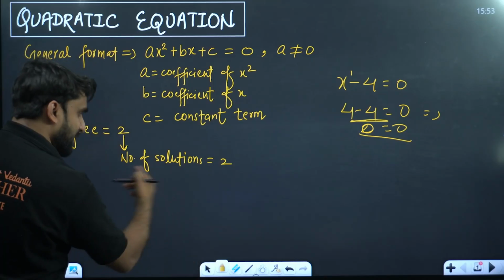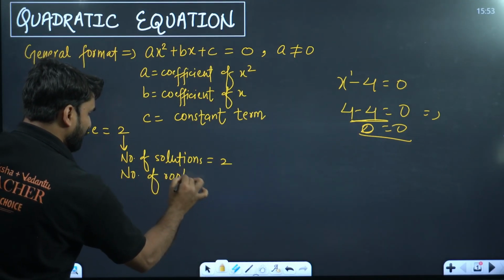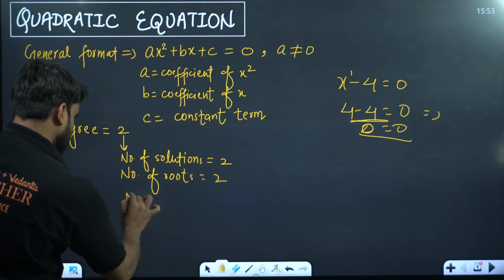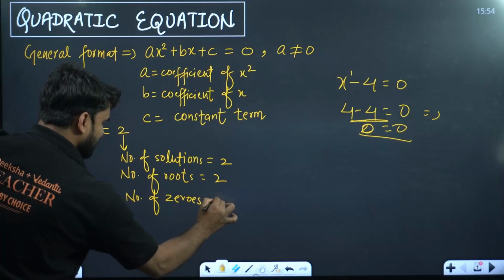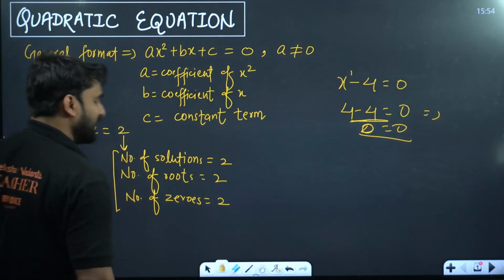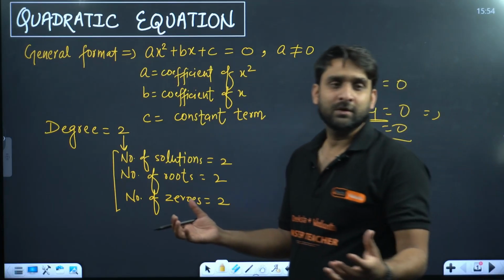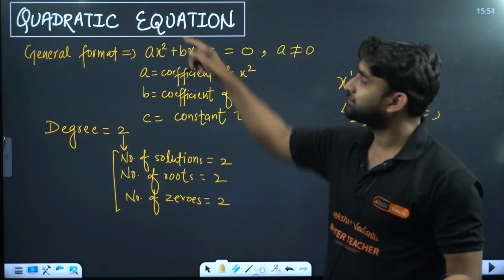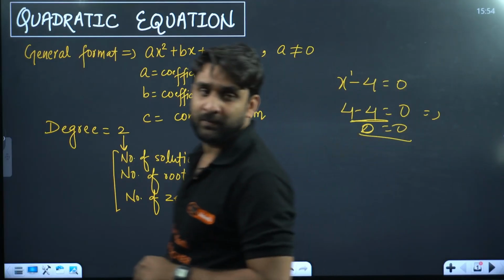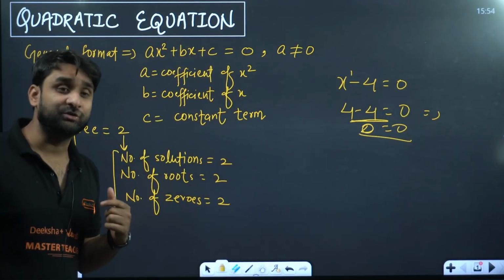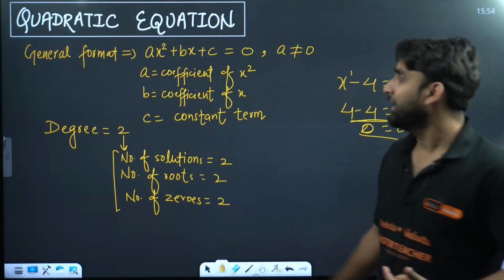And my dear champion, number of solution we can call, or we can also say number of roots, or we can also say number of zeros. So each term is same here. Whether you call number of solution, number of roots, or number of zeros, all are same. So how many solutions will a quadratic equation have? 2 solutions. Why? Because degree is 2. So degree decides the number of solutions, degree decides the number of zeros, degree decides the number of roots. Right? Okay, now moving ahead.